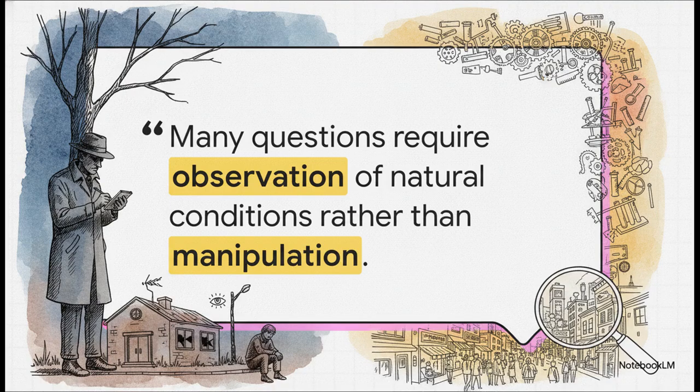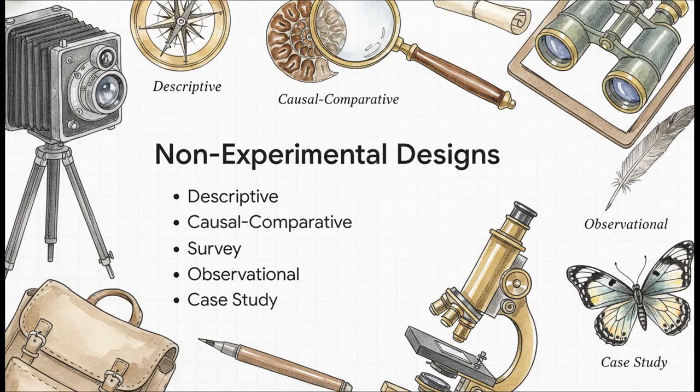You know, sometimes a detective shouldn't set up a sting operation. Sometimes they just need to act as a shadow, quietly observing subjects in their natural habitats without interfering at all. For example, if you want to study the effects of poverty on childhood education, well, you obviously cannot ethically assign students to be poor. You have to observe the world exactly as it already is. And because the natural world is so incredibly diverse, our non-experimental tools have to be diverse too. Let's break these down real quick.